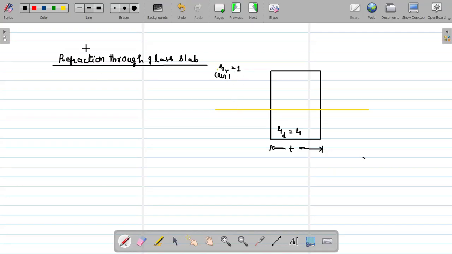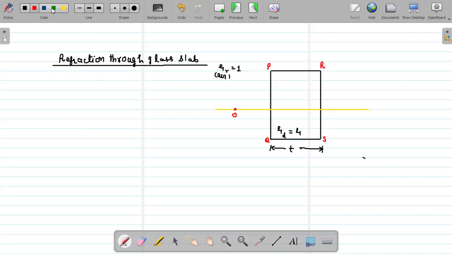Now let's place an object. So this is an object O. Now let's name the surfaces of the slab. This surface is PQ and this surface is RS.